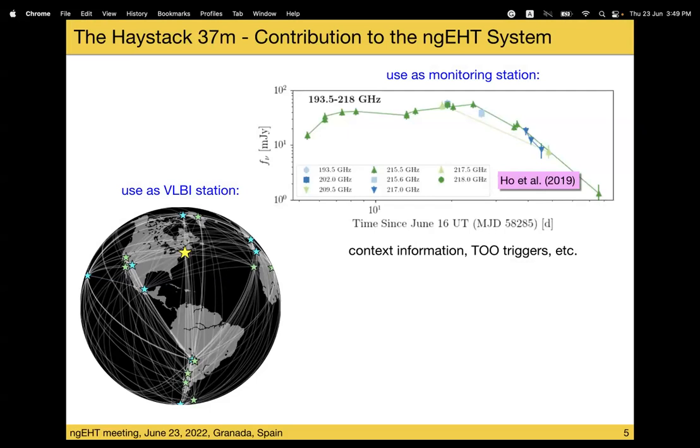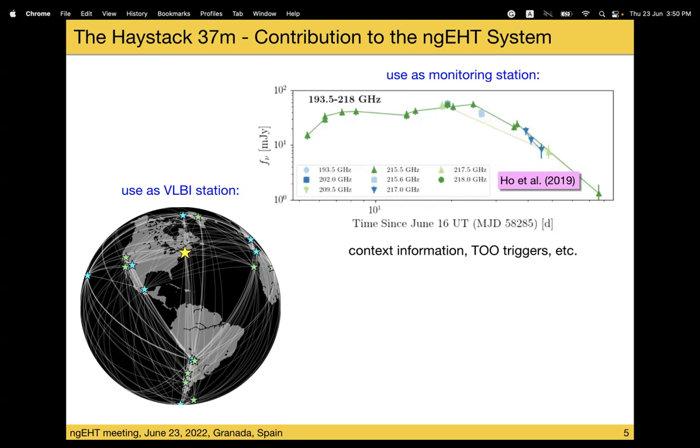We can use it as a VLBA station, and at other times we can use it as a monitoring station. We talked about in the meetings here that it's not enough to just do once-a-year observations, but we need to have monitoring of the fluxes throughout. And there's also target of opportunity triggers.